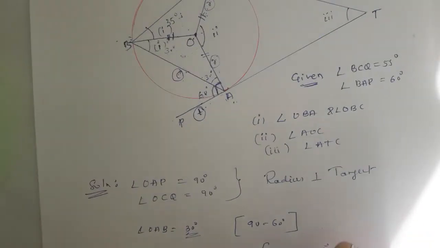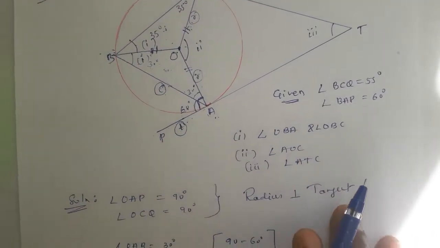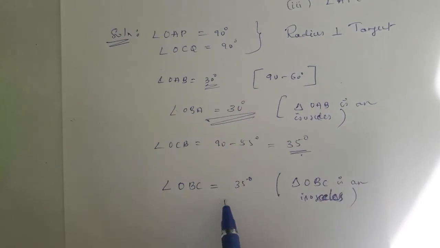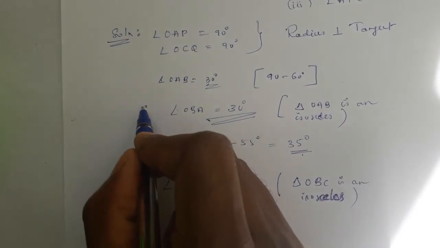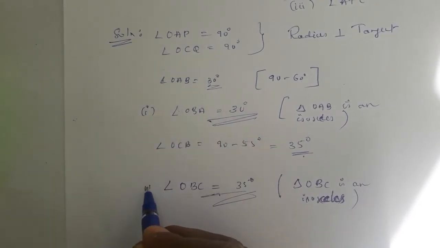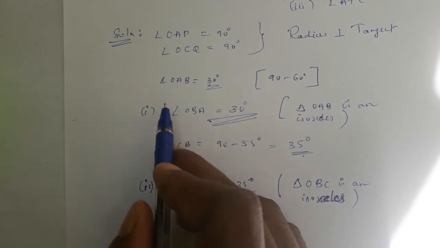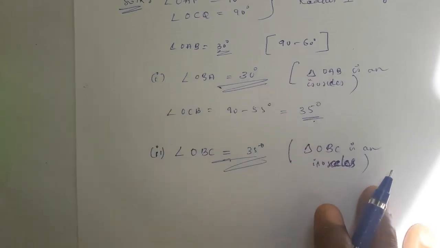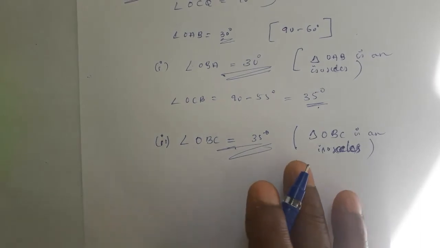Now we got the first sub question. What is the first sub question? OBA and OBC. OBA we got here, even OBC we got here. We thought that before both will be equal, but both are not equal. OBA 30 degree, OBC 35 degree. Now we go to second sub question.